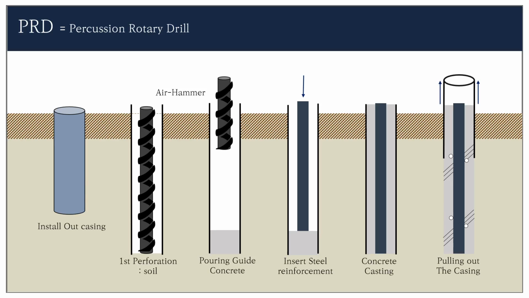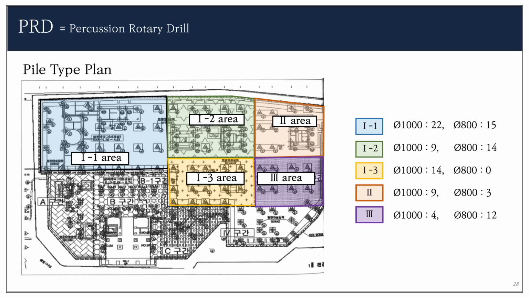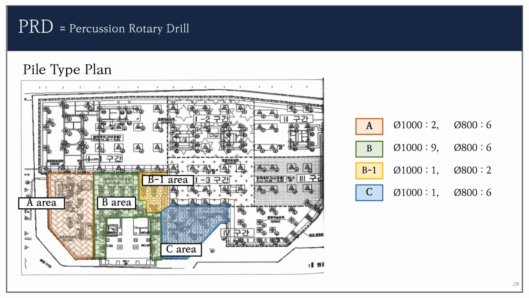This diagram shows the sequence of PRD method. First is inserting the out casing. Secondly, there is soil perforation. Thirdly, insert the in casing. The ex-main hall is also divided into 4 sections. The plan was made by reviewing the condition of staying power.